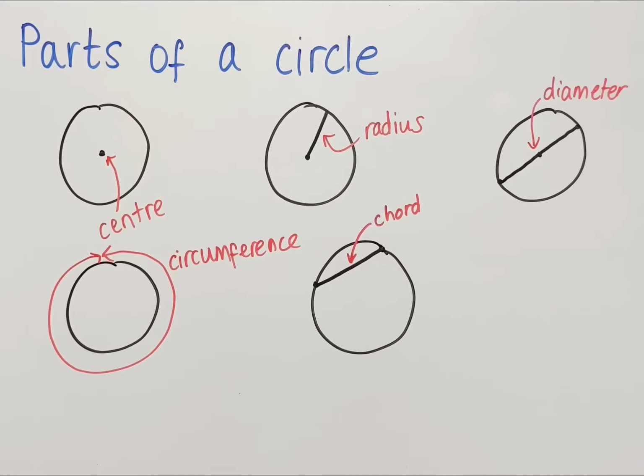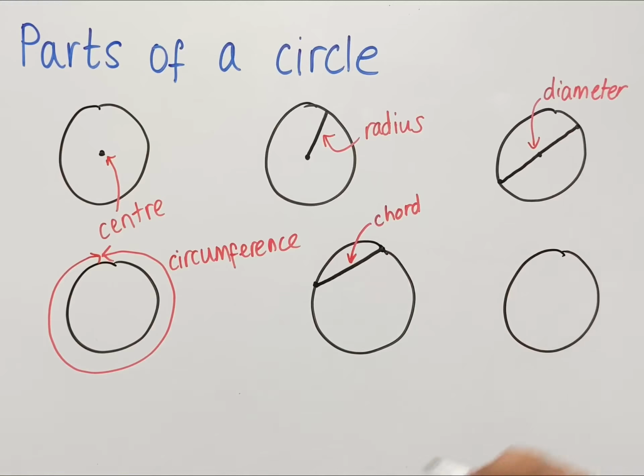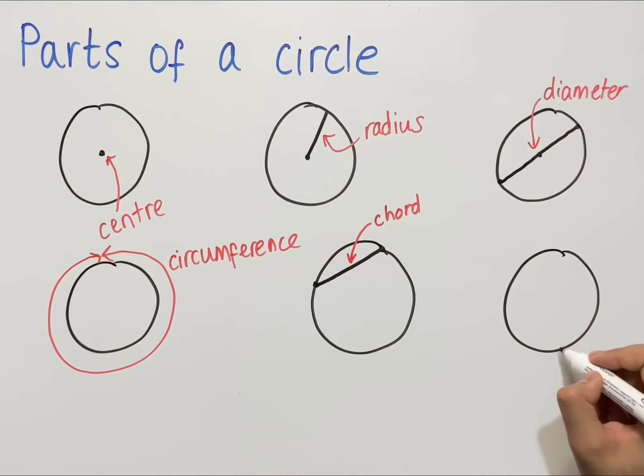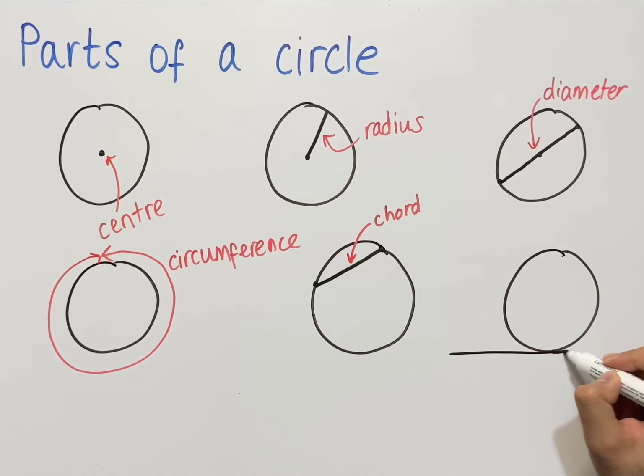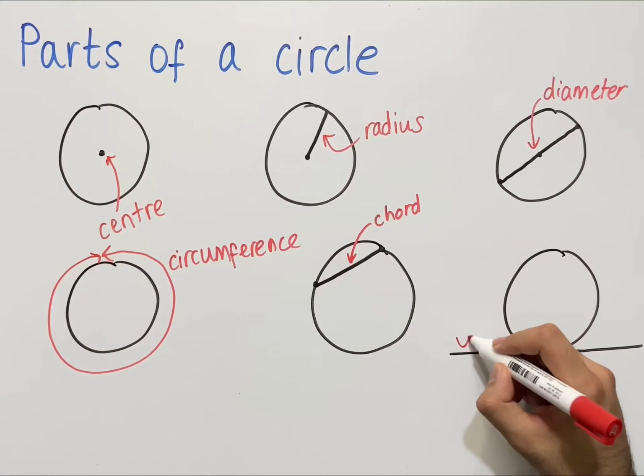The next part of a circle is called a tangent. So if we have a circle, the tangent of a circle is a straight line that touches a circle at only 1 point. So any point on the circle, let's choose this point for instance, then if we have a straight line, this straight line supposedly touches this circle at 1 point. That point is here. And so we call this straight line a tangent.